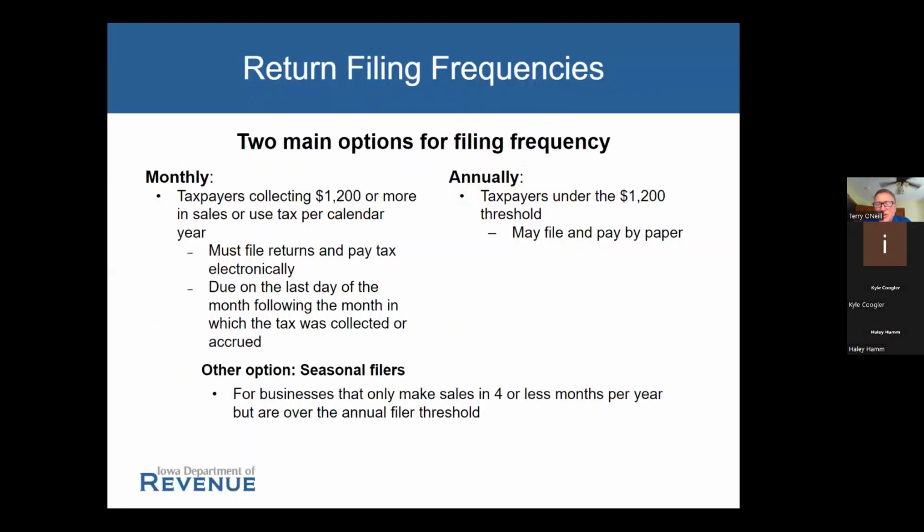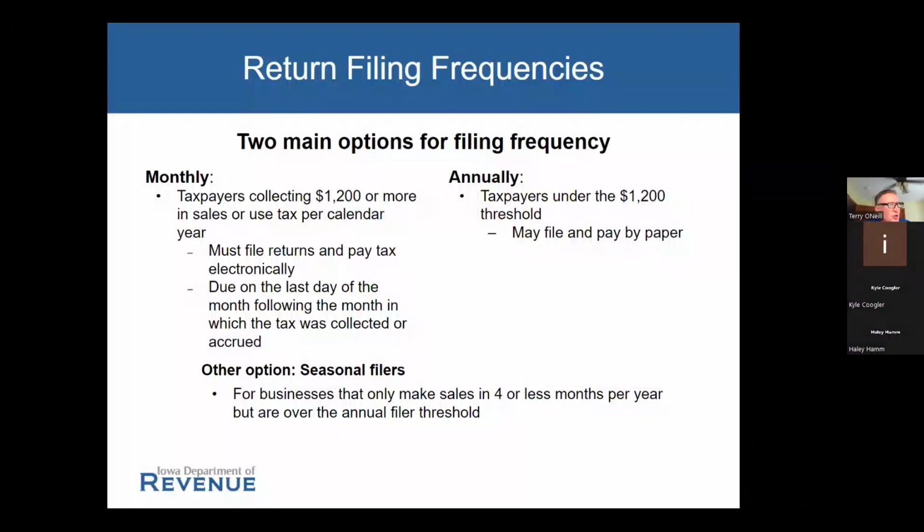Filing information. Since we had some changes to sales tax, there's two main options for filing your sales tax returns with the department. You can file on a monthly basis, which is for taxpayers collecting $1,200 or more in sales or use tax per calendar year. If you are a monthly filer, you've got to file returns electronically. You've also got to pay electronically. This is done in that GovConnect Iowa portal that I mentioned a little bit earlier.